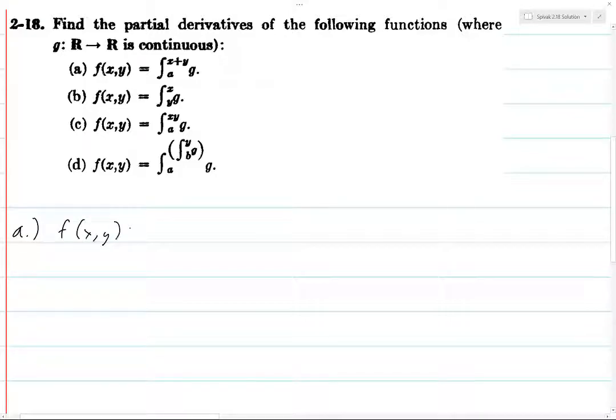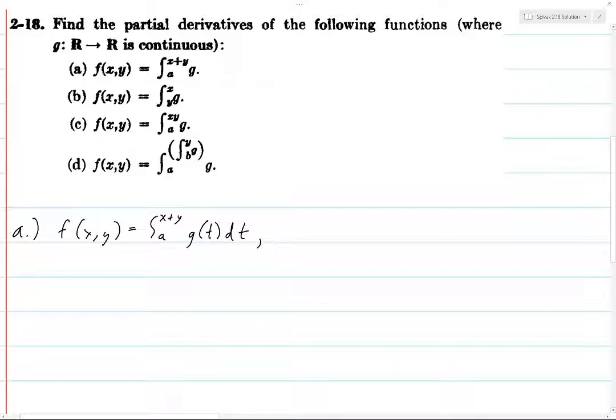So we have f of x comma y equals the integral from some number a to the number x plus y of g. Of course there should be a d something here, so maybe the integral of g of t dt, integrating from t equals a to t equals x plus y.